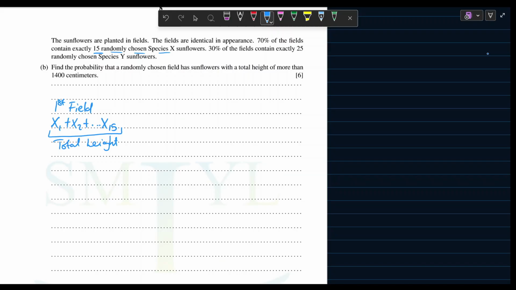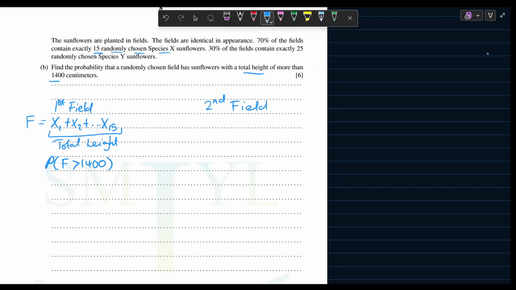Okay. And so that we don't have to keep rewriting this over and over again, I'm going to code this, we can code this F, right, for first field. And so for this first type of field, we need to find the probability that its total height is more than 1400. So the probability that F is greater than 1400. Did I say 1400? I'm watching too much American content. Anyways, all right.